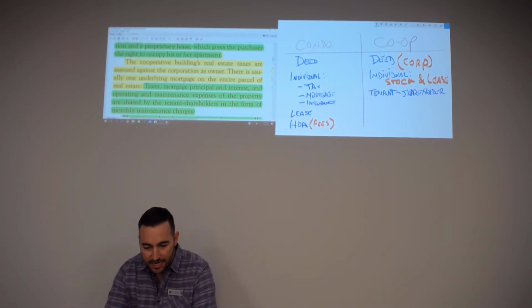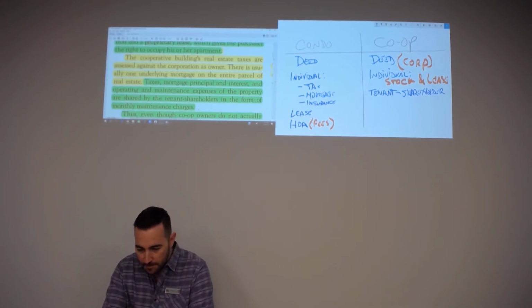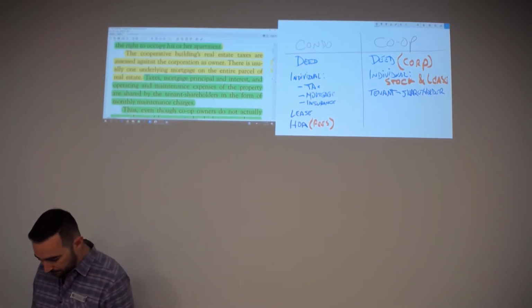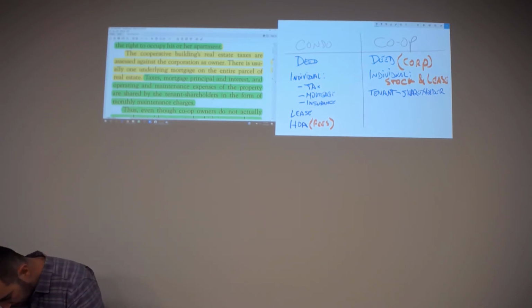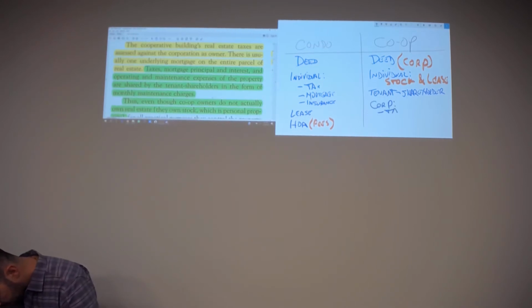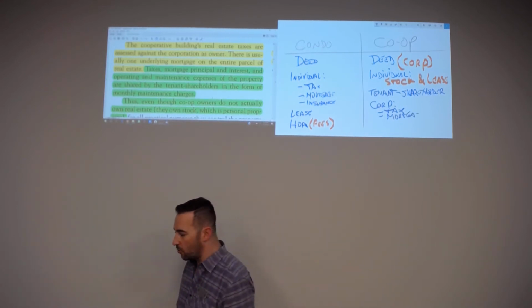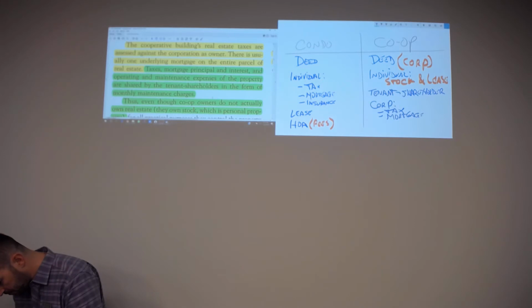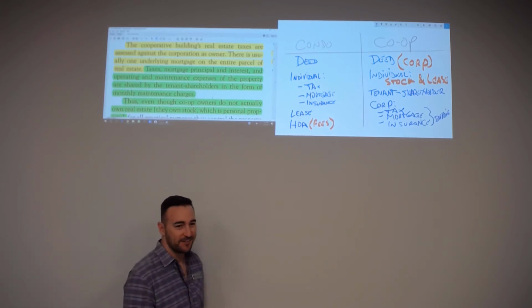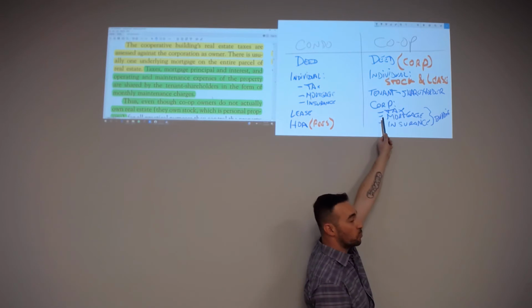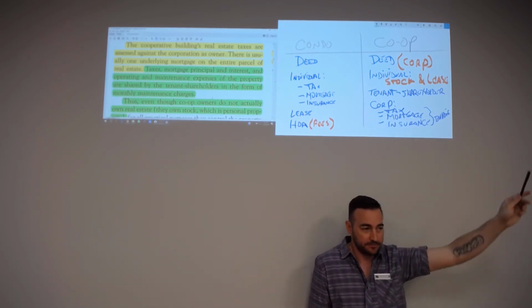The cooperative's building real estate taxes are assessed against the corporation as the owner, and there's usually one underlying mortgage for the entire parcel. So that means the corporation has the tax, mortgage, and insurance. So it's not the individual, it's the corporation that has this whole thing against the building. So the corporation has one tax, one mortgage, one insurance against the building. Okay?